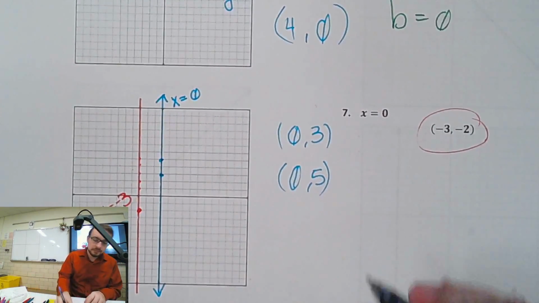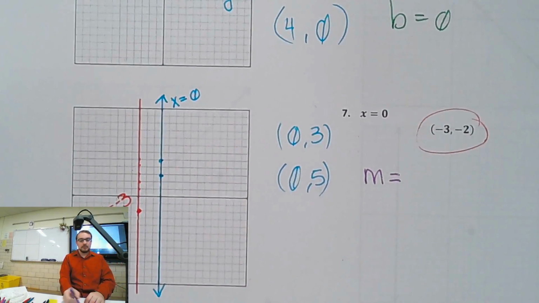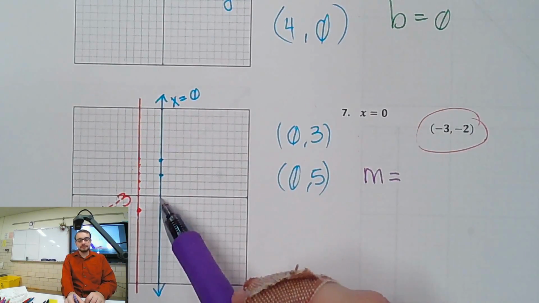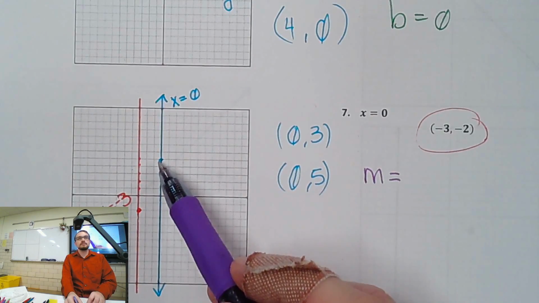Now let's talk about slope. Slope is the rise over the run. Pick a point to start on the blue line. How about the origin? How much do we go up before we go over?